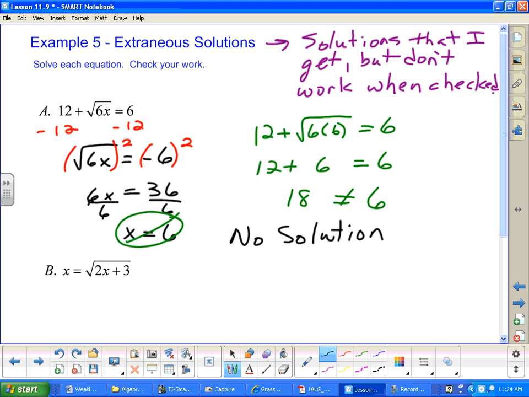The 6 here is what's called an extraneous solution: a number I get, but that does not work. If you look, that's a good question. If you see a problem like this, and you can see that it's obvious because 12 plus something cannot be equal to 6, then you can say that I recognize this doesn't work, no solution. Okay? You have to tell me that, though. There's no reason to do all the work if you recognize it. If you don't recognize it, then obviously you're going to do all the work.